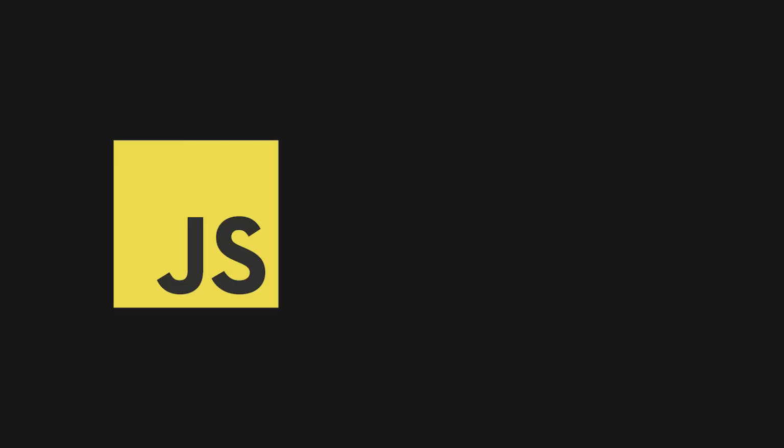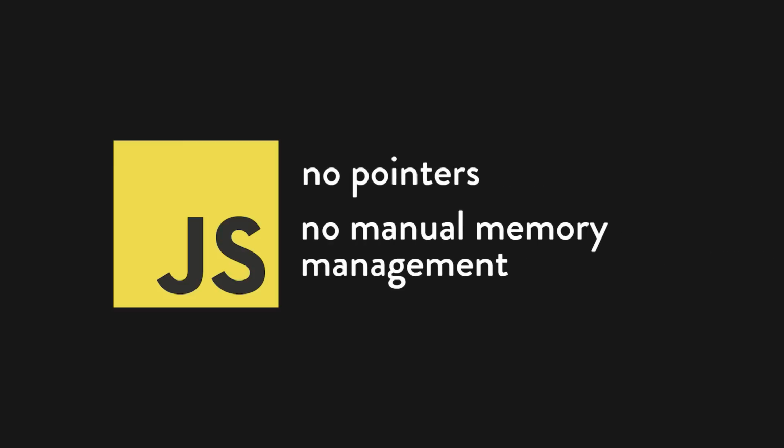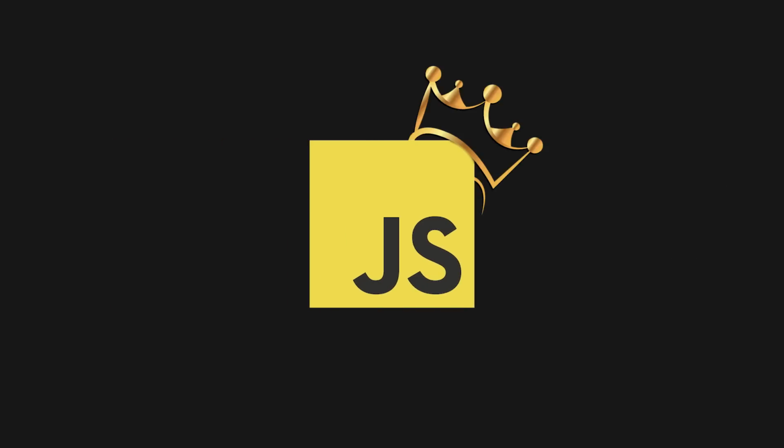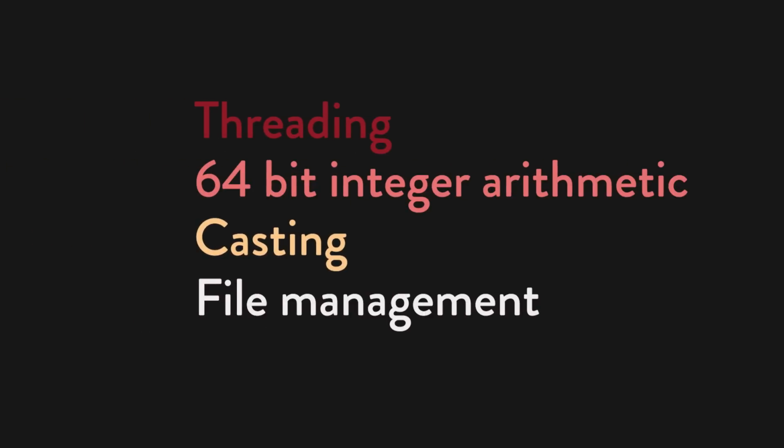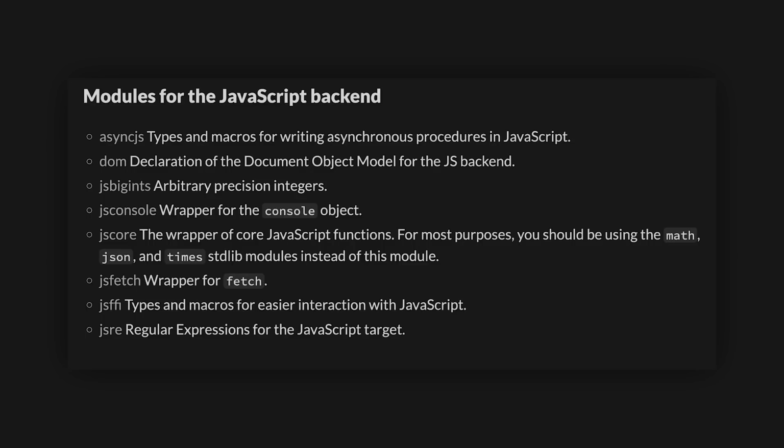Because JavaScript doesn't have pointers and manual memory management, the Nim code you write can't have that either. Basically, anything that isn't in native JavaScript can't be in the Nim that's compiled to JavaScript either, which means you can say goodbye to threading, 64-bit integer arithmetic, casting, file management, and the list goes on and on. Nim does have your back and offers modules in the standard library that cater toward JavaScript if you need them.